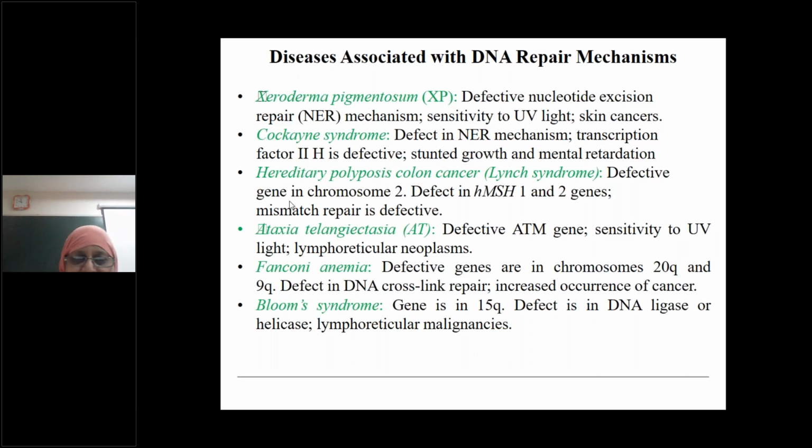Then, as a result of a defective mismatch repair mechanism, the condition that may be seen is hereditary non-polyposis colon cancer, otherwise known as Lynch syndrome, where the defective gene is seen on chromosome 2, that is, a defect in the MSH1 and 2 genes may be seen.